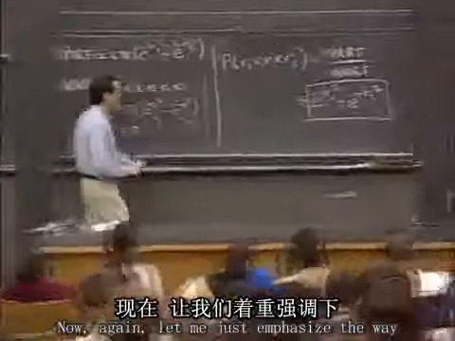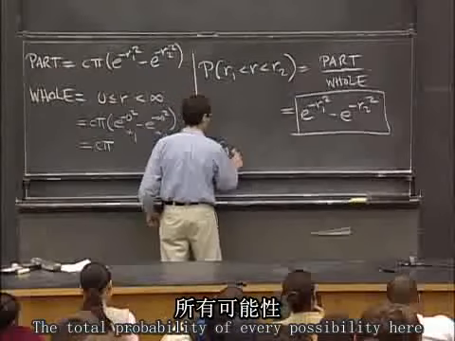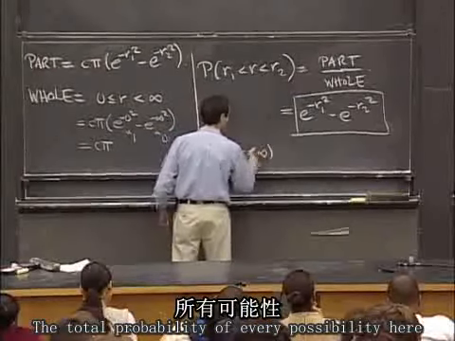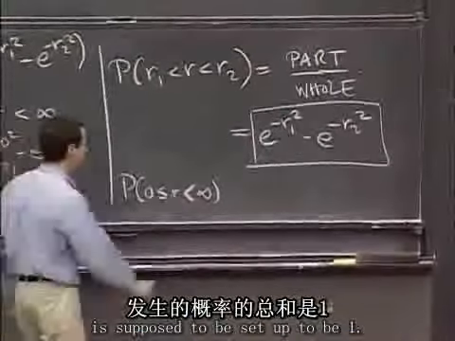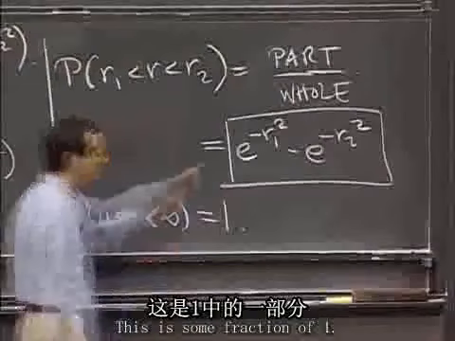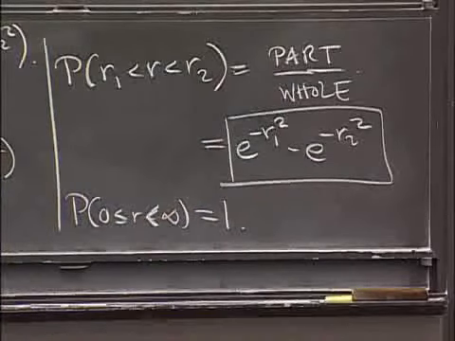Now, again, let me just emphasize the way this formula is supposed to work. The total probability of every possibility here is supposed to be set up to be 1. This is some fraction of 1. If you like, it's a percent of some kind.